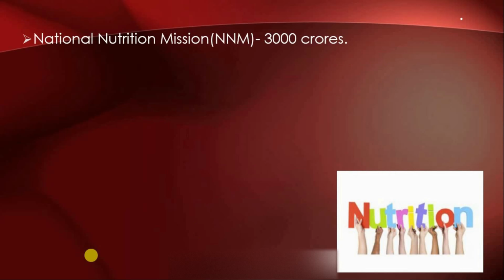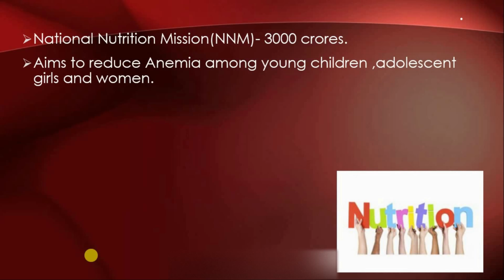National Nutrition Mission (NNM) gets 3,000 crores. This National Nutrition Mission targets to reduce anemia among young children, women and adolescent girls. So it identifies the levels of malnutrition and takes the necessary steps so that the women will regain their health. So as I said, it aims to reduce anemia among young children, adolescent girls and women.